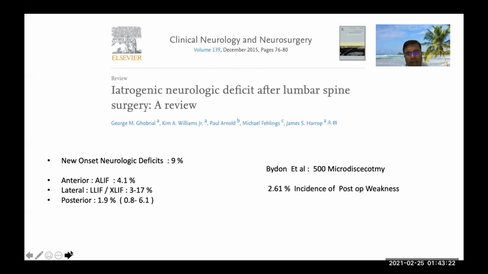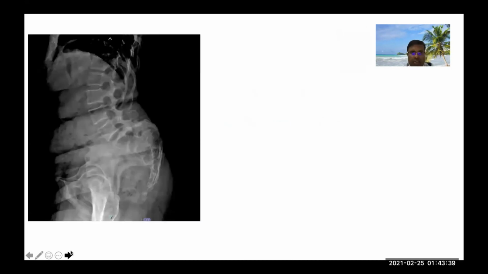Another review by Biden, who reviewed 500 microdiscectomies, found 2.61% incidence of post-op weakness. So that means among 100 patients of ours, at least two or three of them would end up with a post-op deficit. So that's information which we should be armed with and be able to consent our patients with.